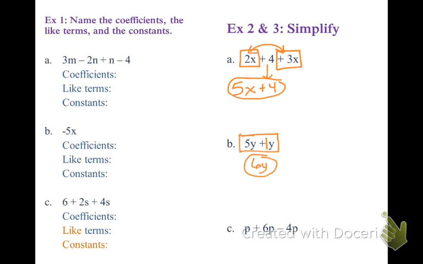C. P. Well, I don't have a number in front of it, so I'm going to put 1. They all have p's. I have 1p plus 6p minus 4p. So I'm going to start with these two first. 1p plus 6p is 7p minus 4p. And that will be 3p.